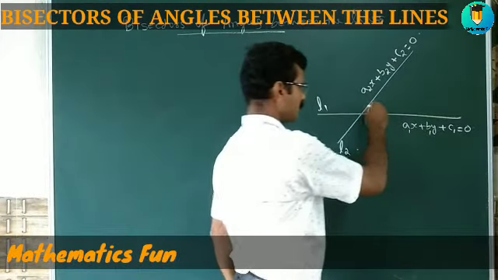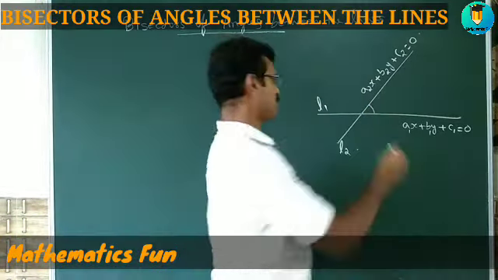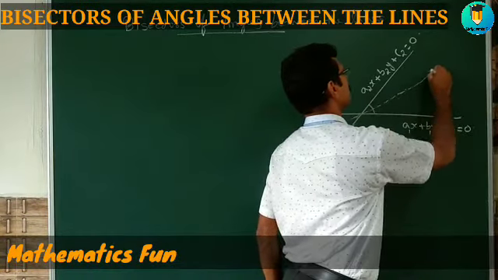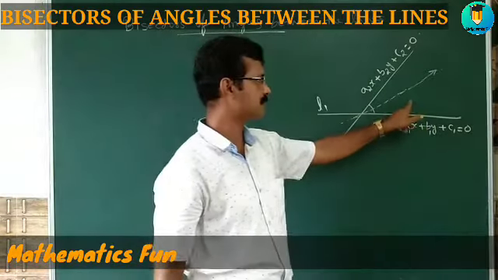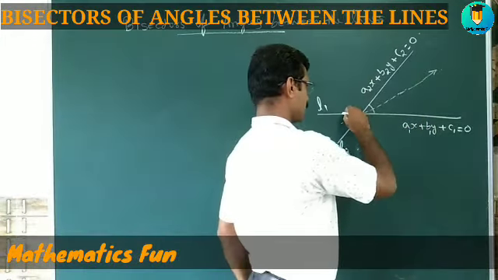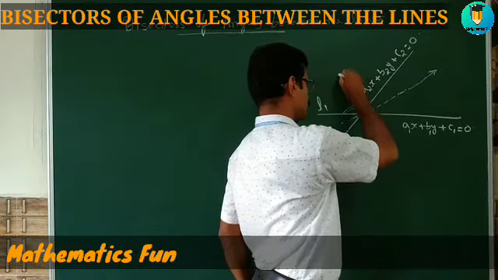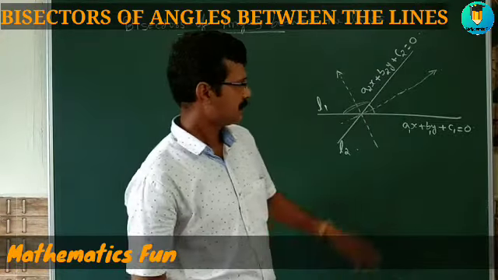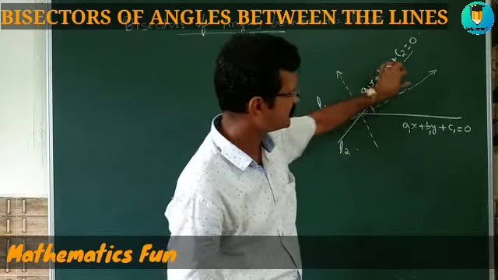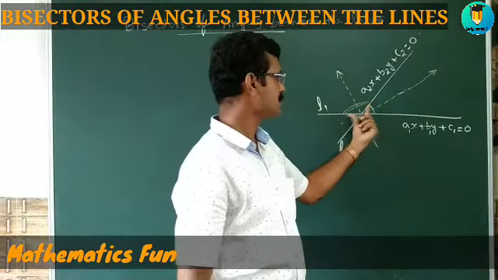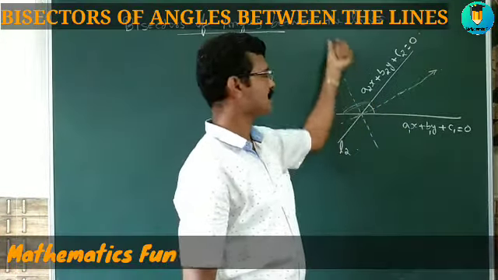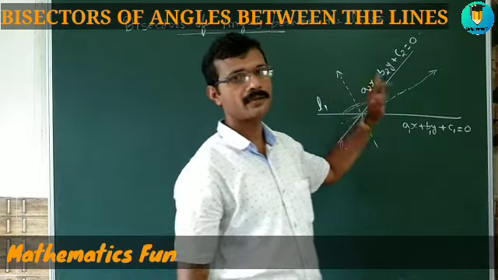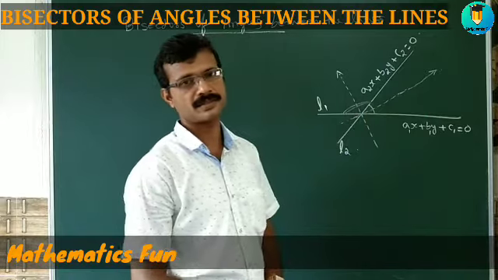Between the lines we can see one angle. Its bisector is this, and that is the equation we need. One more possibility is there. Here also we can see one angle. This is another bisector. There are two possible bisectors. If you see, this is an acute angle, so this is the acute bisector. This is an obtuse angle, so this is known as the obtuse bisector. So we will get two bisectors. Among them, one will be the acute bisector and another the obtuse bisector.